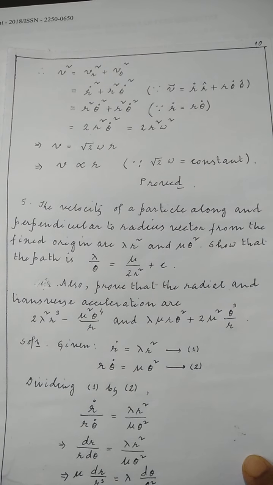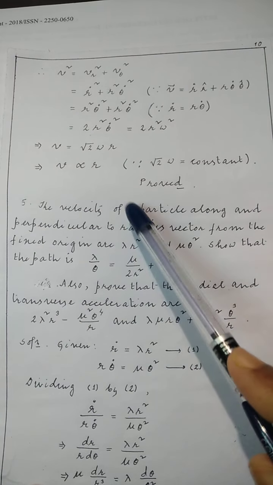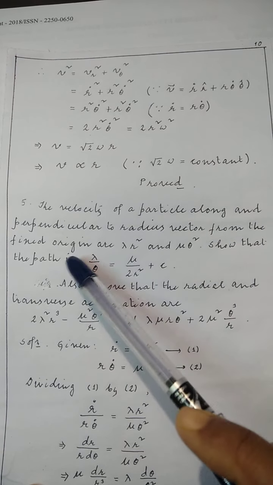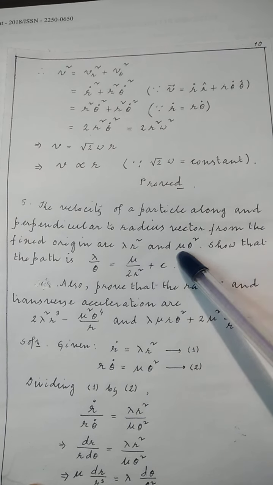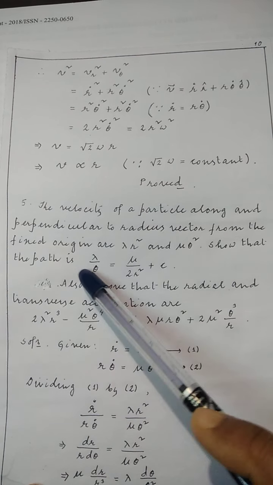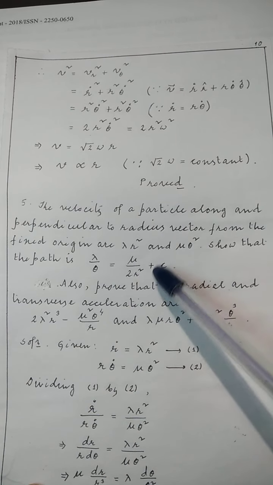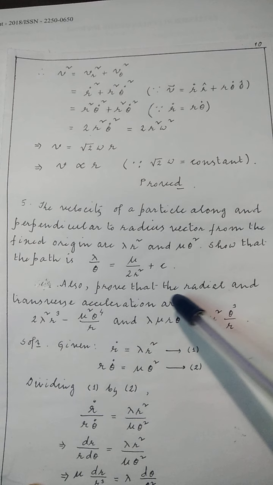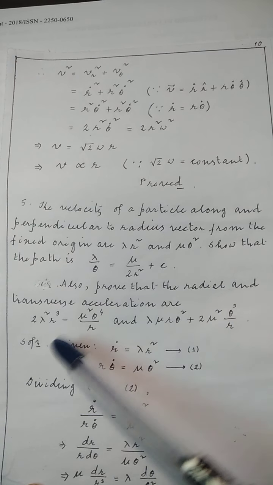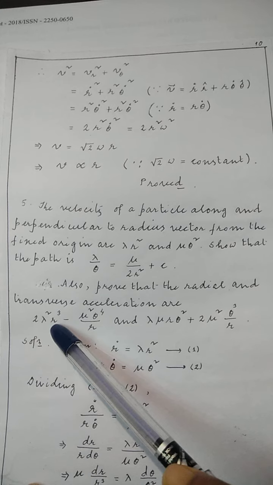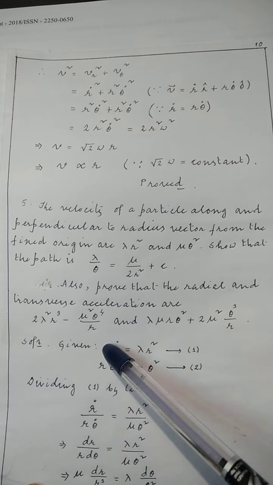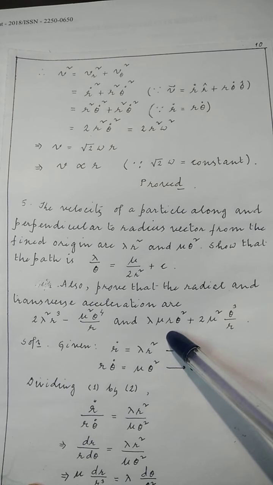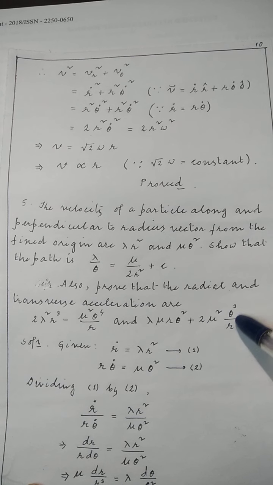Okay, see the next problem. The velocity of a particle along and perpendicular to radius vector from the fixed origin are lambda r square and mu theta square. Show that the path is lambda by theta is equal to mu by 2r square plus c. Also prove that the radial and transverse accelerations are, so the radial acceleration is given by this expression twice lambda square r cube minus mu square theta to the power 4 by r, and transverse acceleration is given by lambda mu r theta square plus twice mu square r theta cube by r.